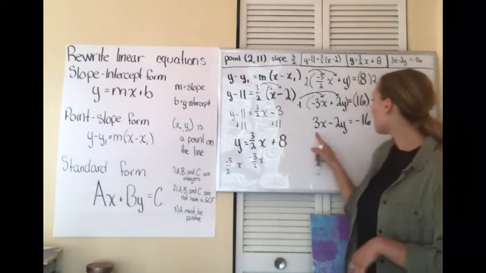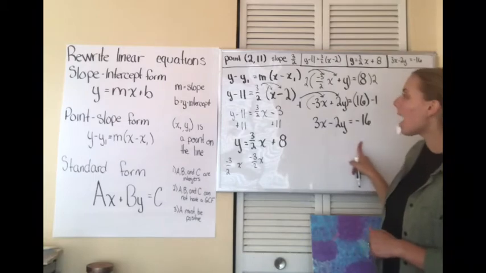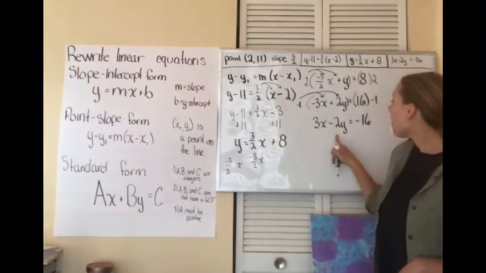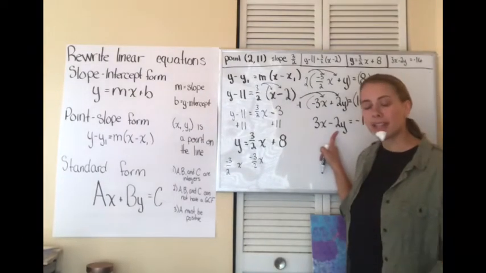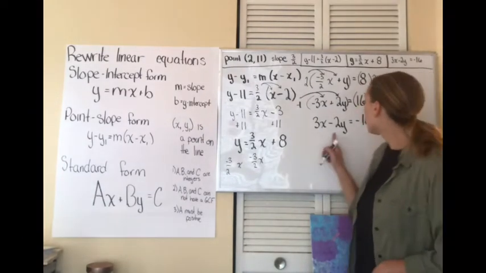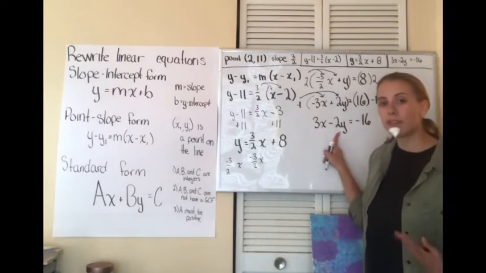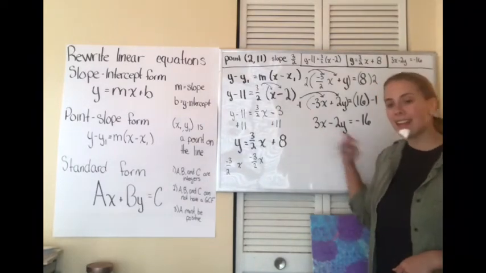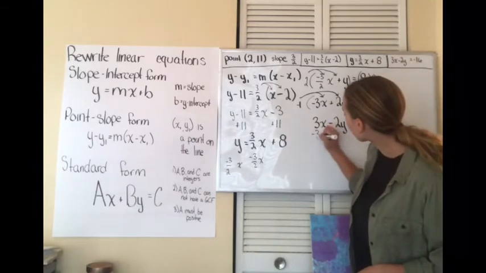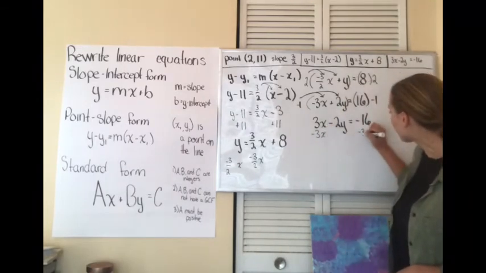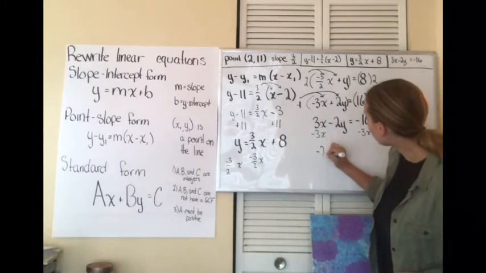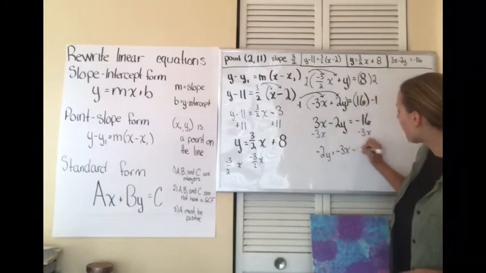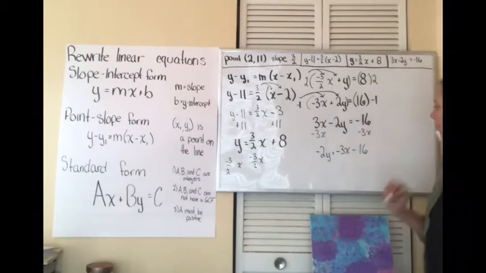Now if I wanted to get from here back into my slope-intercept form, I want to solve for y. I want to get y all by itself. So what I would do to get y by itself is first I would subtract anything that is not y. In this case, it's this 3x. So I'll subtract 3x from both sides. I end up with negative 2y equals negative 3x minus 16.